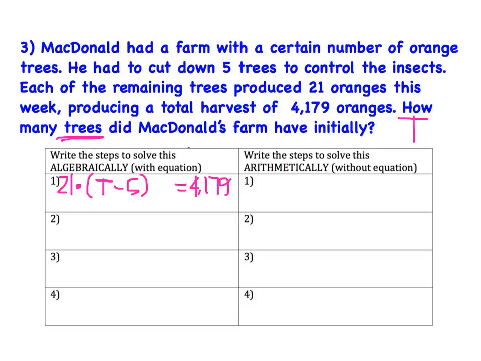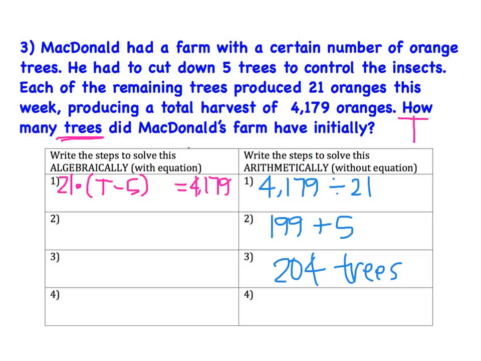Now, if I'm doing this arithmetically, I would start with 4,179 and I divide it by 21 to get the number of trees we currently have. And I would get 199 trees. Then I'm going to add 5 to that to get the number of trees we started out with. And that number is 204 trees.